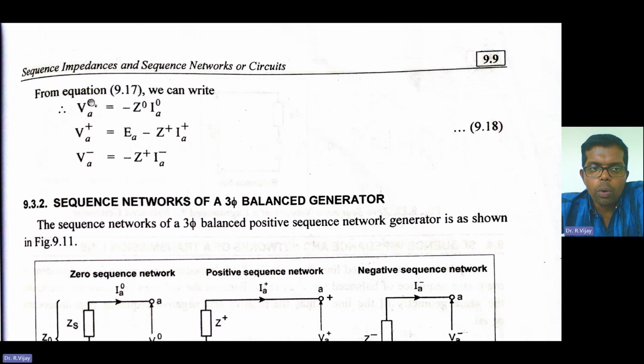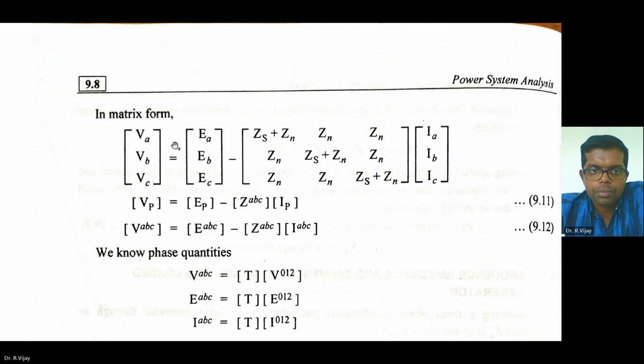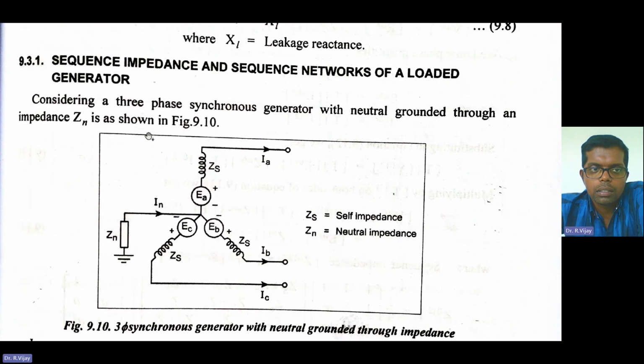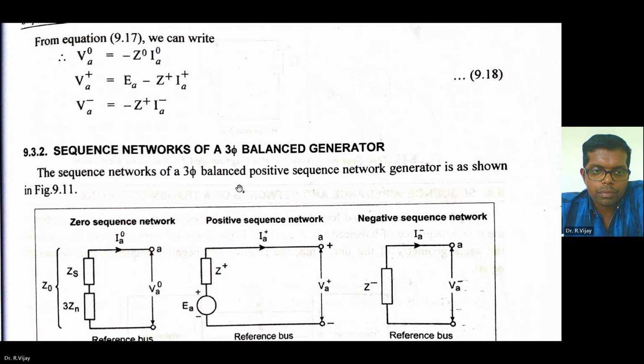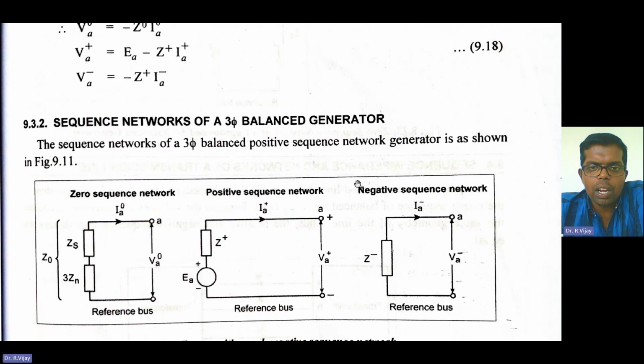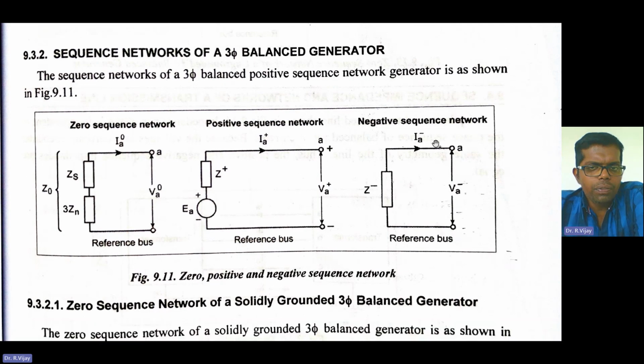So these are the voltages for the generator, the sequence impedance and sequence networks of a loaded generator. For this, these are the voltages that we have derived. Next, similarly, sequence networks of the three-phase balanced generator. This is the case for most three-phase balanced generators, because even if it is unbalanced, what we are considering is that as balanced.